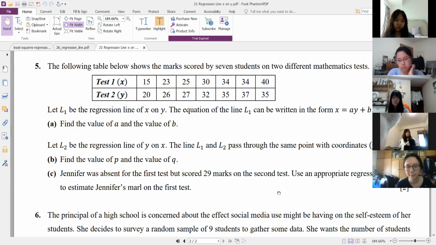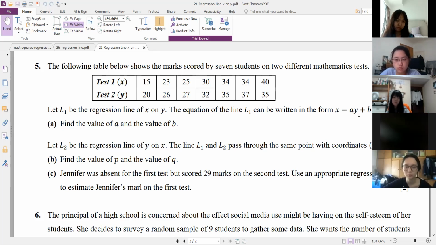So X is equal to AY plus B, from here. That Y value is known as 29 here. And remember, all the Y values gave you what A and B are. So it will be more precise to get X from L1. Do you understand? Because Y is given.